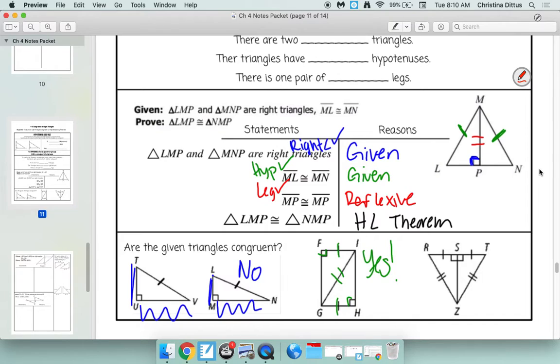Over here, do I have right angles? Yep. Do I have hypotenuses? Yeah. Do I have legs? Yeah. Congruent? Yeah.